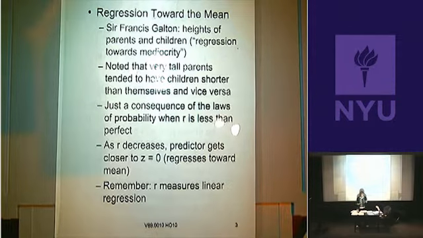So that's just the consequence of having an imperfect correlation. So he referred to it as regression towards mediocrity, but that's because he was studying eugenics and things like that, so we're not going to get into that little history. But yeah, we refer to it as regression towards the mean. Again, because as your correlation decreases, your prediction gets closer to the mean if it's not perfect. Okay.